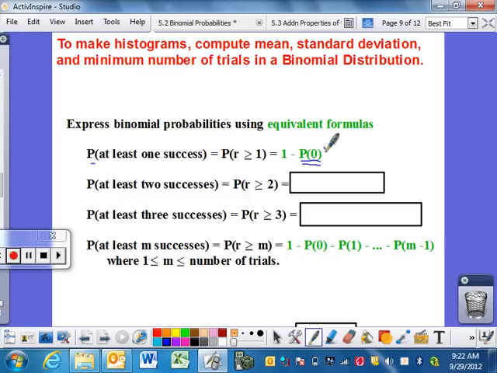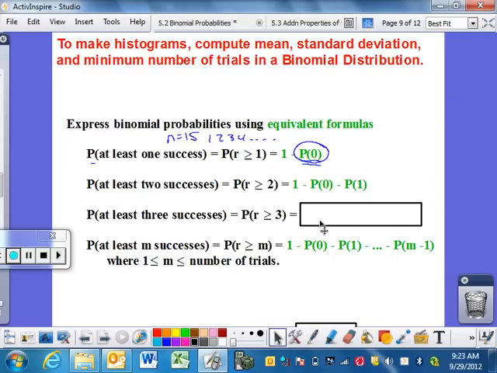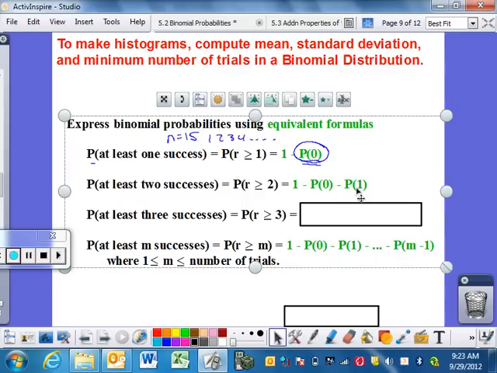The reason this is beneficial is I only need to focus on 1 number. If I end up getting that n is 15, I would have to figure out what 1, 2, 3, 4, and so on all the way up to 15 is. Or I can just look at 1 number, and it's a lot easier. When you don't know n, it's a lot easier to use this complement idea. So if I phrase it that I want at least 2 successes, then it's everything less than 2. So that would be 1 minus the probability of 0 and 1.